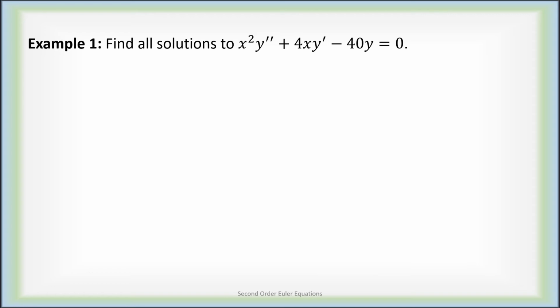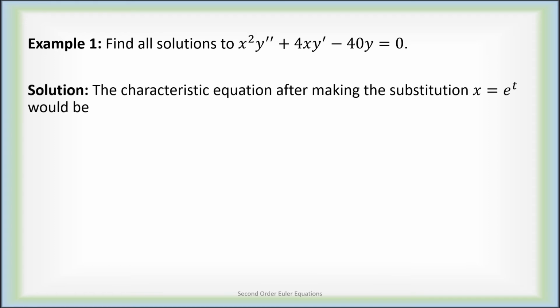So having twice gone over why fundamental sets of solutions are given the way they are, let's put it into practice by finding all solutions to x squared y double prime plus 4x y prime minus 40y equals 0. Well, the characteristic equation you would eventually get after making the substitution x equals e to the t would become r squared plus 4 minus 1 r minus 40 equals 0. Just remember that this isn't exactly a constant coefficient equation to begin with. You have to make this substitution to turn it into one. And the net effect is to subtract 1 from this middle term there. So we would end up with r squared plus 3r minus 40 equals 0.